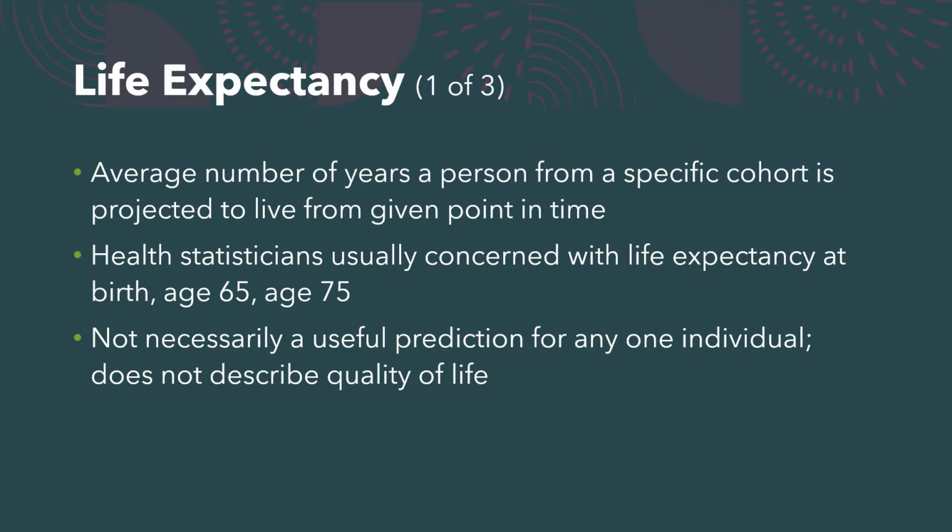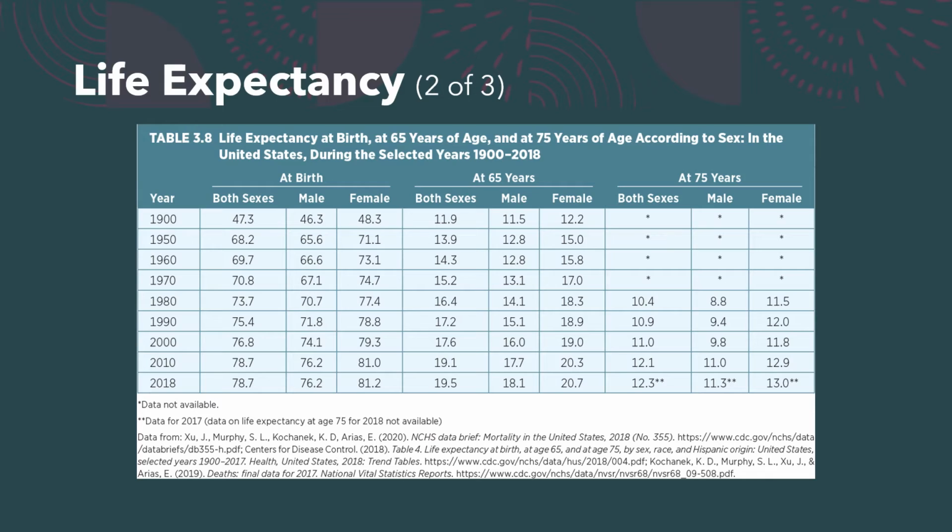It's not something that we use for one individual. It doesn't describe quality of life. It just talks about how many years you have left. It doesn't really talk about the quality of those years, right? You could be at age 75 and have a life expectancy of 5 years, but you could also, for example, have dementia. So it's just a measure of the years.